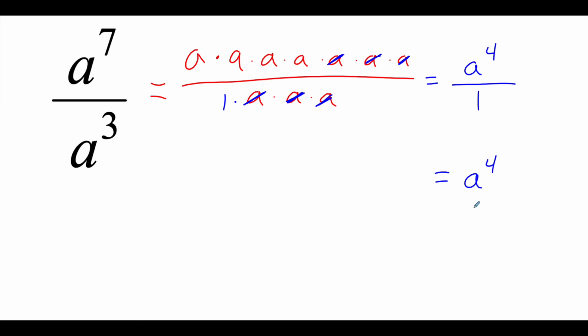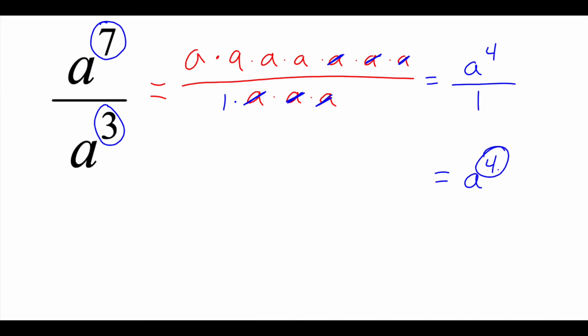Now what I want you to notice with those original exponents that we had a 7 on top and we had a 3 on bottom. Because of the 3 a's on bottom, we were able to cancel out 3 a's from the top, just leaving us with 4 of them. So really what happened in here with that division is we ended up doing some subtraction with the 7 and the 3. 7 minus 3 leaves us with 4.